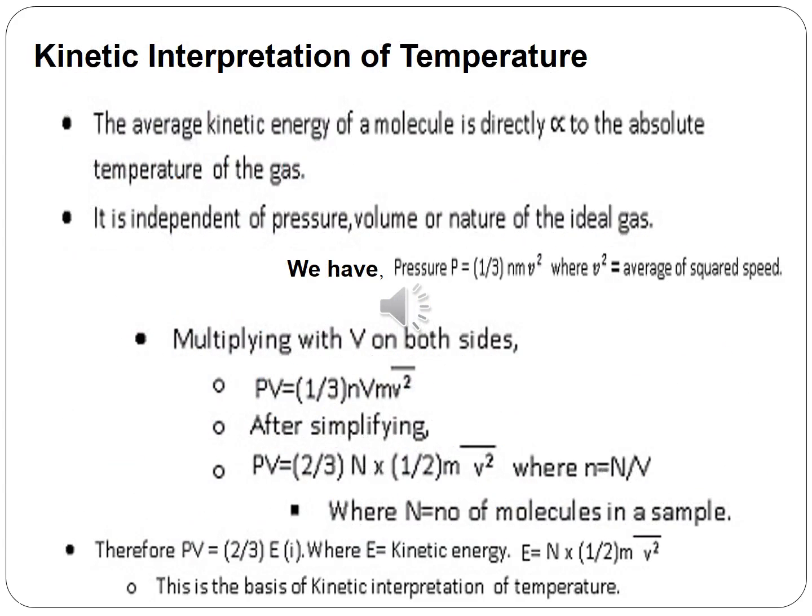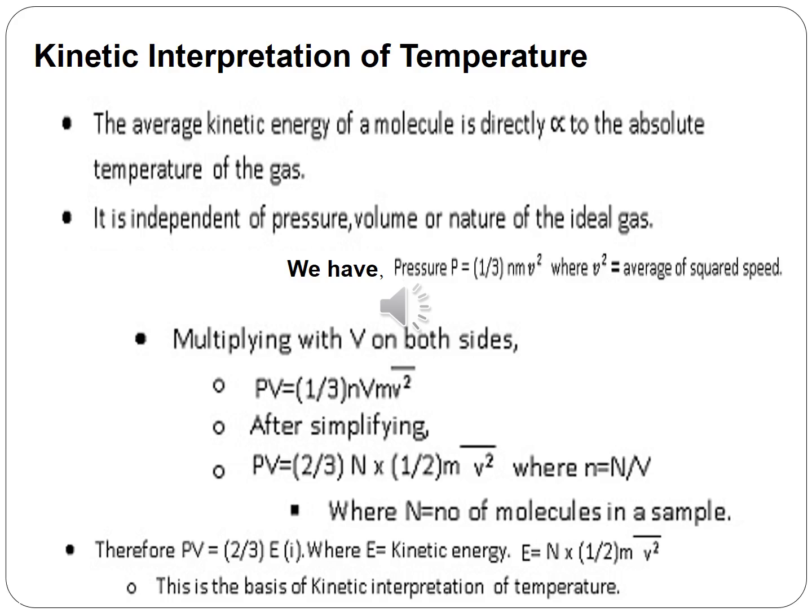And then, what is the kinetic interpretation of temperature? It states that the average kinetic energy of a molecule is directly proportional to the absolute temperature of the gas, which is independent of pressure, volume or nature of the ideal gas. We have pressure P is equal to 1 by 3 into n m v squared, where v squared is the average value of squared speed.